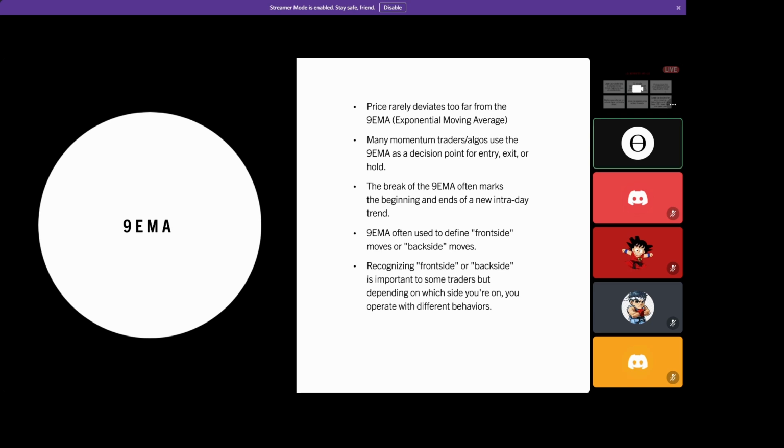Next is the 9 EMA. Again, you can reference this in a video that we'll be recording. And so I'm going to go through this quickly and then I'll give you some examples at the end. The 9 EMA, the letters EMA represent exponential moving average, okay? And here again are some observations that I've made regarding the 9 EMA that I employ on a daily basis.